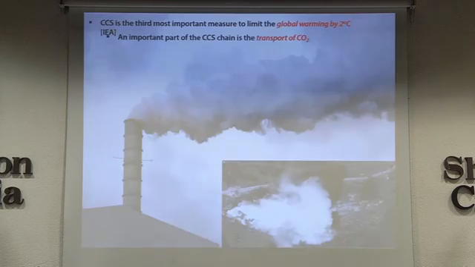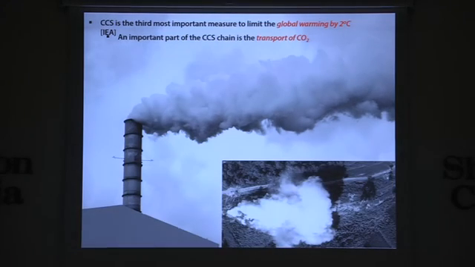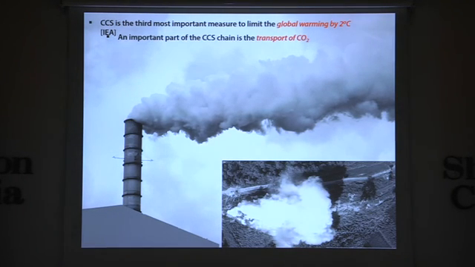This is actually about CO2, and after the Paris conference, they decided to restrict global warming to 2 degrees C. This is a challenge for the world. And we know that one of the main challenges we have to face is how to deal with CO2 emissions in the world. So one of the ways to transport CO2 is using pipelines.